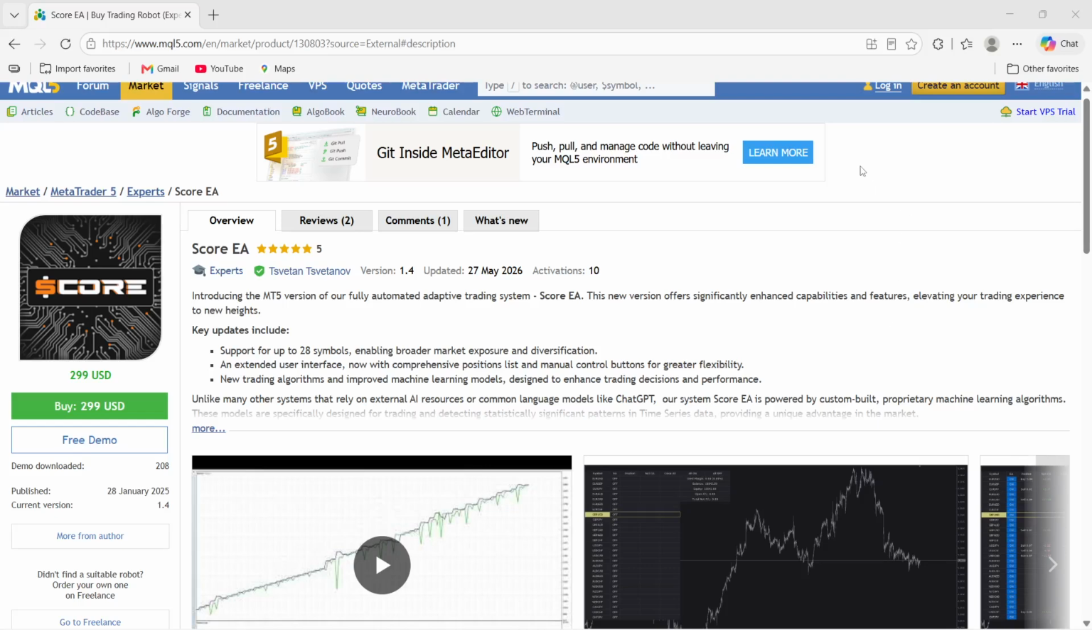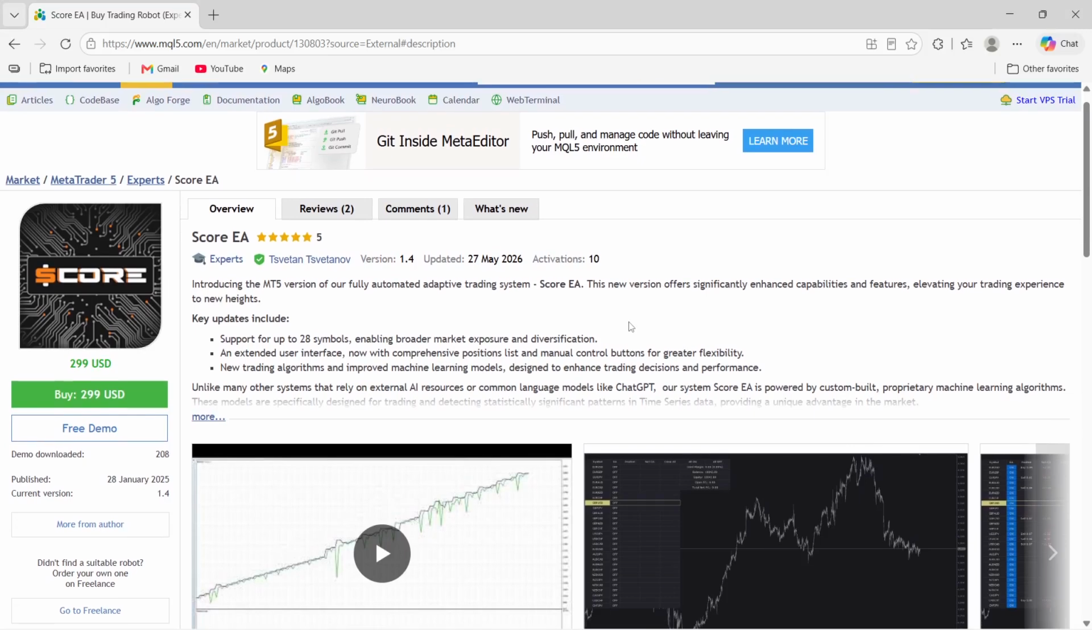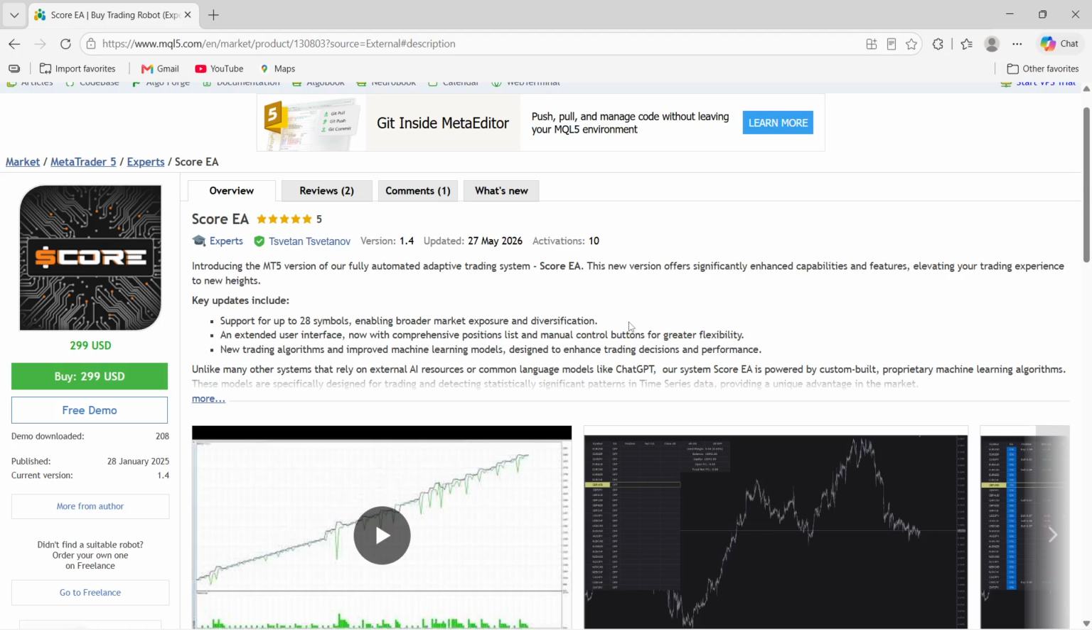Hello traders. In this video, we are going to take a look and break down the Score EA for MetaTrader 5. What the developer actually claims it does, how their own backtest looks, how my backtest compares, and who this thing is really suitable for in live trading.